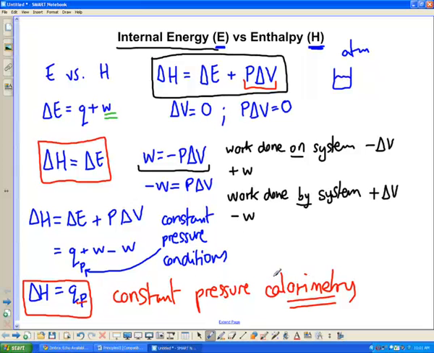But basically the summary is, we went from internal energy that's hard to measure to enthalpy that's much easier to measure. Alright? Okay, that's it. Thank you.